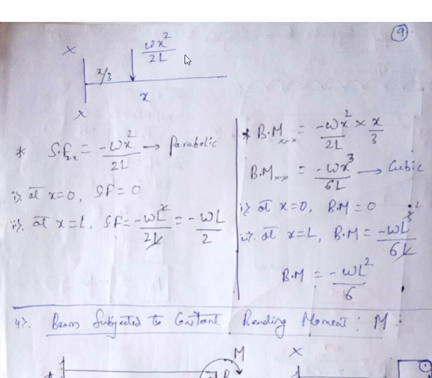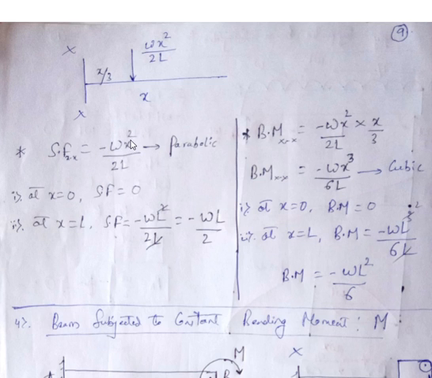For shear force, a force acting in downward direction at the right side of the cross section, we take it as positive shear. Here I have represented a minus sign, but the minus sign should not be there. It is positive shear. So positive shear force, since there is only one force, I am taking directly that force as W x square by 2L. It is positive, it should not be negative.